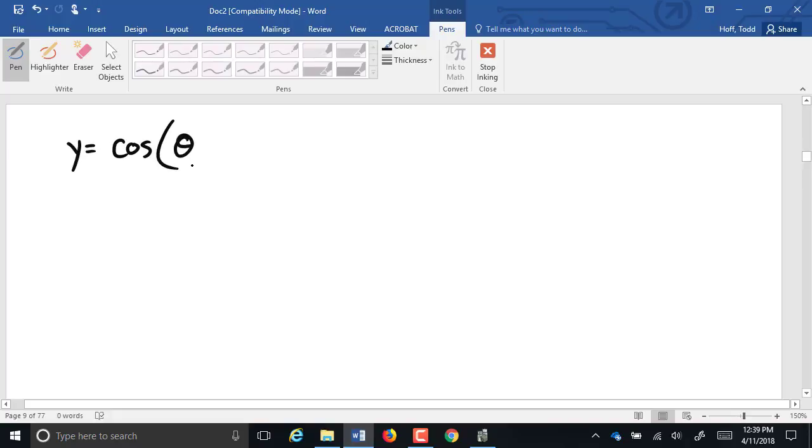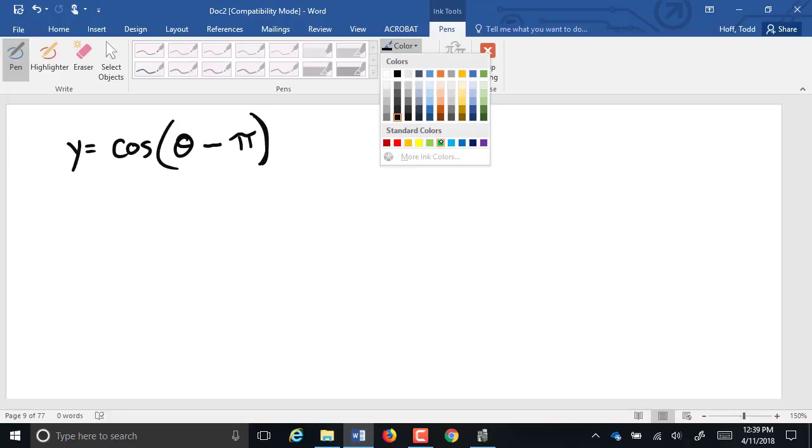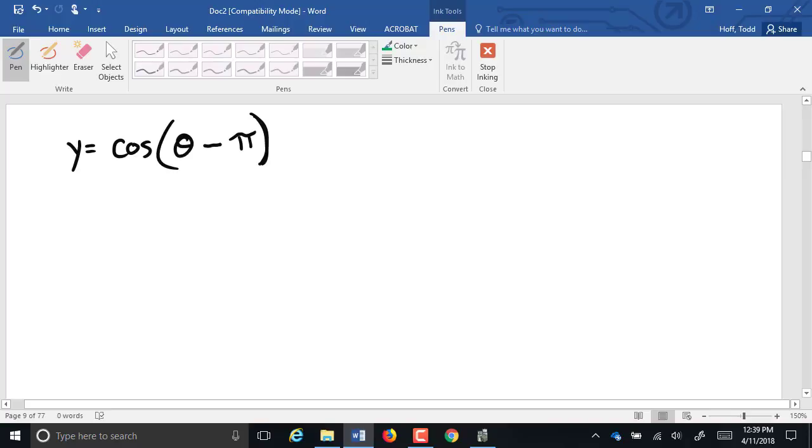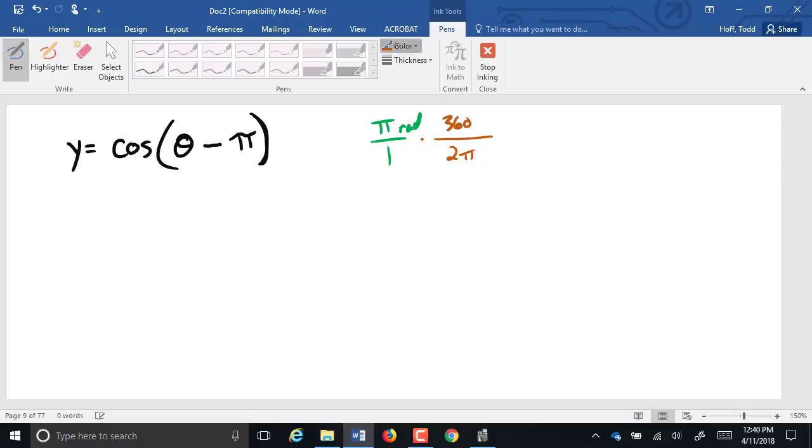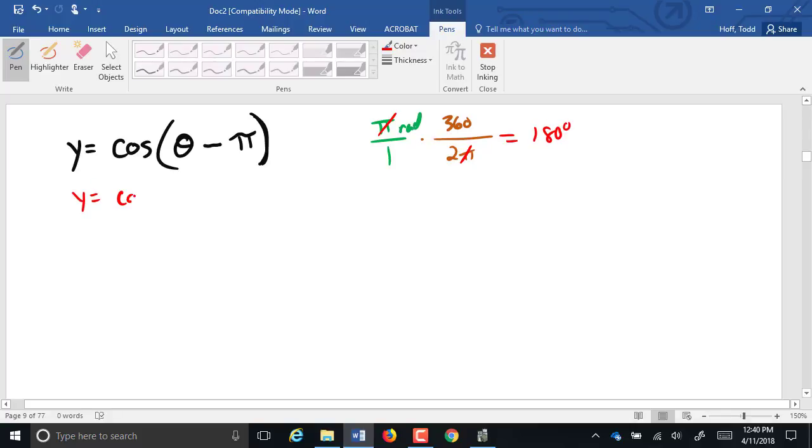Y equals cosine. I'm going to use theta instead of x because that's what the book uses. And I'm going to use pi. I'm going to use radians instead of angles. Now, when I see something written like that as minus pi radians, what does pi radians stand for in degrees? Put 2 pi over 360. Cancel out the pi's. 360 divided by 2 is 180 degrees. So this is equivalent to y equals the cosine of theta minus 180.